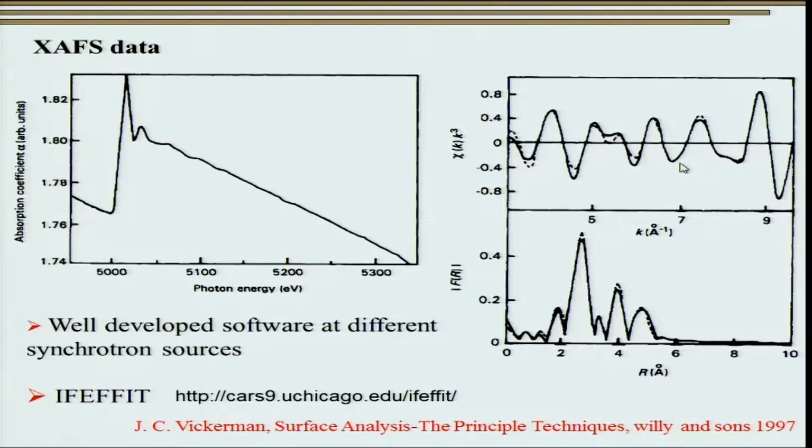I will tell you the reason why we are multiplying it with k cube, and I hope you appreciate that essentially it is done to actually see the oscillations at higher values of energy. As we move away from the absorption peak, we see that there is a lot of damping effect. So, in order to see the oscillations, if we plot chi of k versus k cube, we do see all the oscillations.